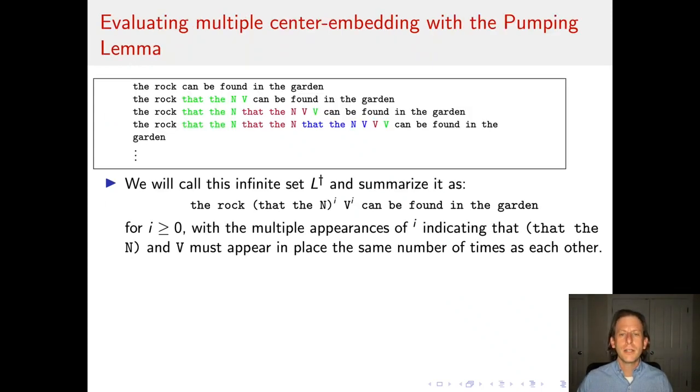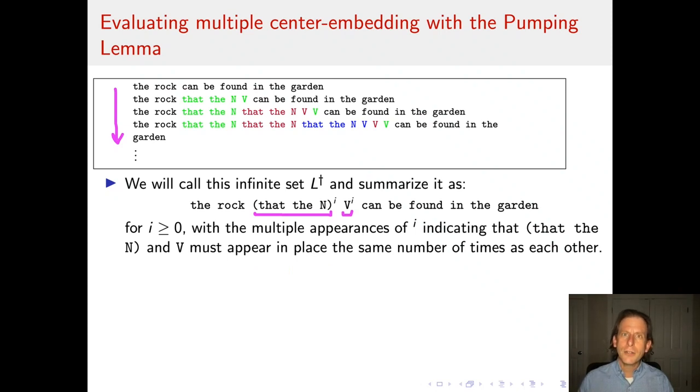So how are we going to do this? The infinite set that we're going to get to, based on this generalization of multiple center embedded object relative clauses, is what we see above. It's the infinite set, we'll call it L dagger, and we're going to summarize this infinite series as follows. I'm just going to call it: the rock that the n to the i, v to the i can be found in the garden.